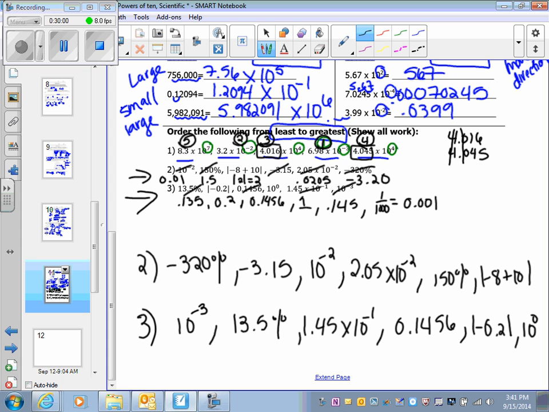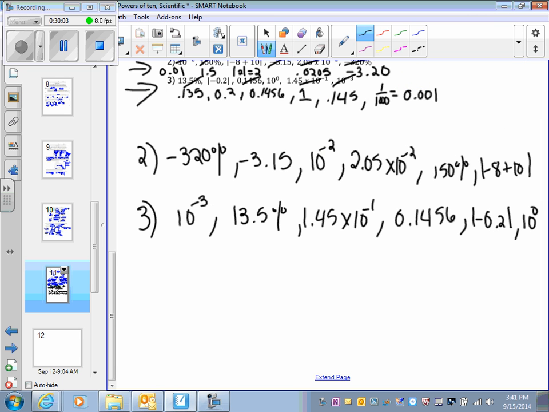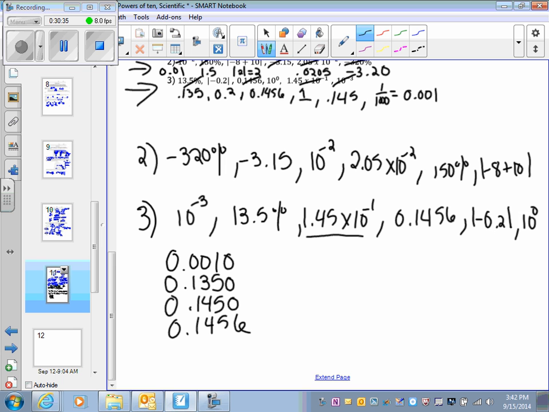Okay? If this confuses you, you can always line up your decimals. This is what I mean. 10 to the negative third was 0.001. I'm going to line that up with 13.5%, which is 0.135. Okay? And I'm going to line that up with 0.145, which is 1.45 times 10 to the negative first. That means move 1 to the left. And then I'm going to line that up with 0.1456. Okay, and I'm going to add zeros here for placeholders so that they're all the same amount.